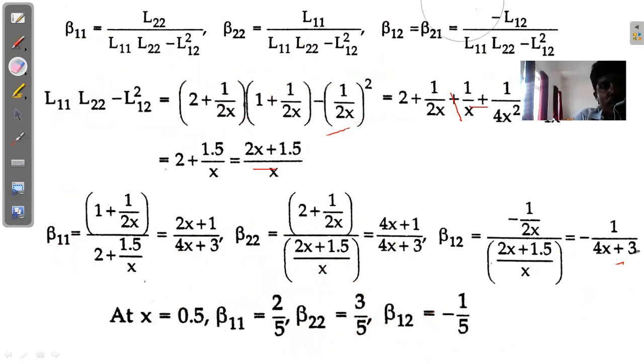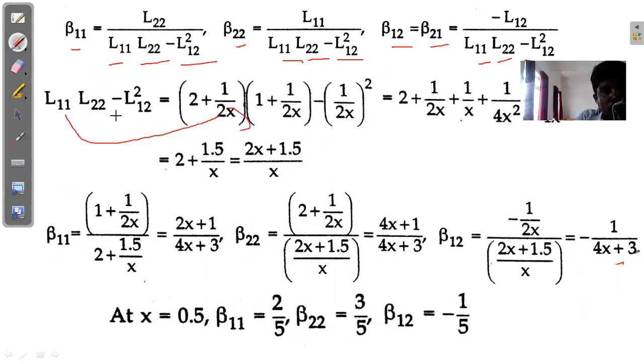We have the formula for the multiple excited system. Beta 11 equals L22 divided by (L11 L22 minus L12 square). Similarly, beta 22 equals L11 divided by (L11 L22 minus L12 square). Beta 12 equals beta 21 equals minus L12 divided by (L11 L22 minus L12 square). We know the values of L11, L22 and L12 square.